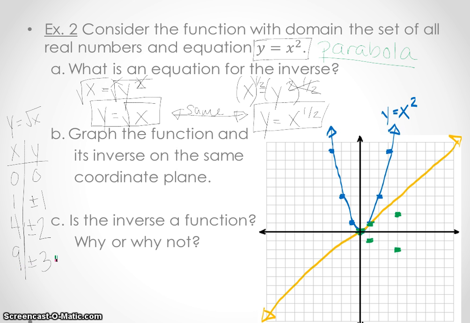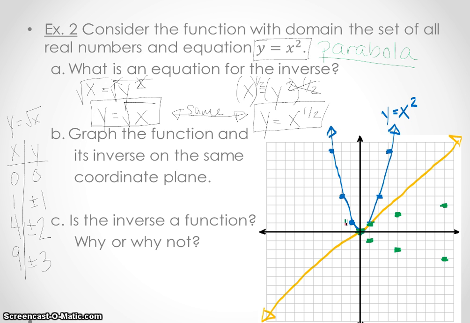And then I have (9, 3). So 1, 2, 3, 4, 5, 6, 7, 8, 9, then 1, 2, 3. And then I have (9, -3): 9 and then negative 1, 2, 3.